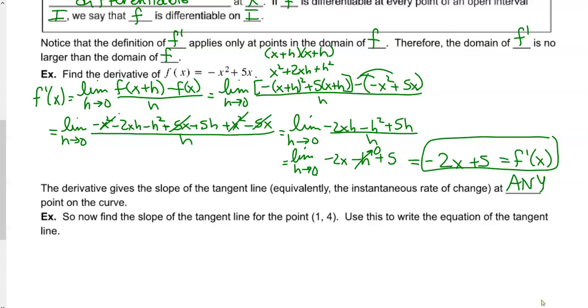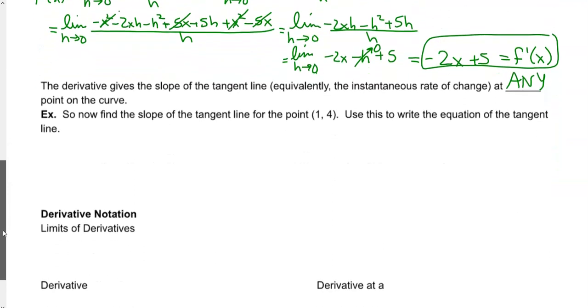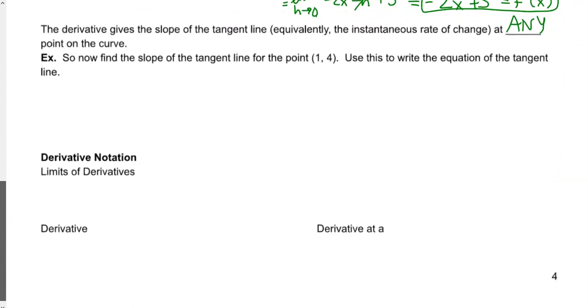So now I could say, okay, what is the slope of the tangent line when x equals 5, when x equals 10, when x equals negative 3? You can plug all those in and not have to take the derivative of that every single time, okay? So that's what's nice about having a derivative function. Then you can evaluate at any point for that.